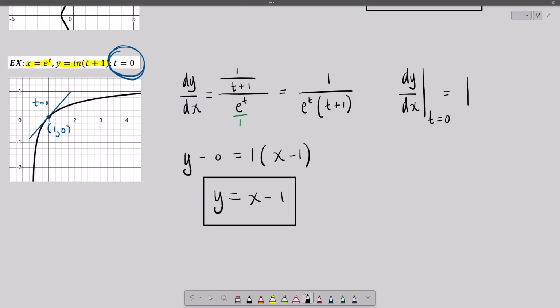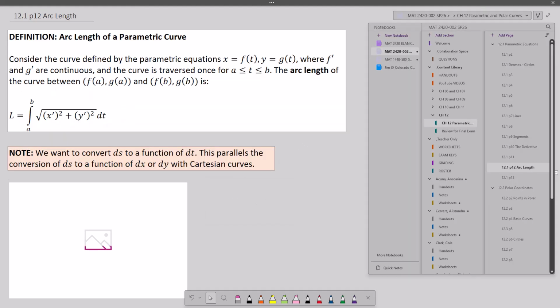So slope is 1, y-intercept is -1. So my line is a tiny bit skewed. I should rotate it just a skosh. So it looks like it's going to go right through -1. Make sense? So kind of back to what we did in Calc 1, we're just doing it with derivatives.